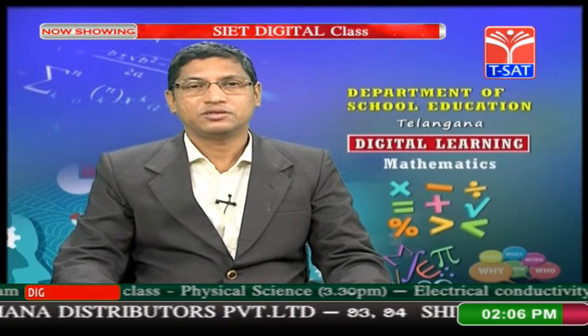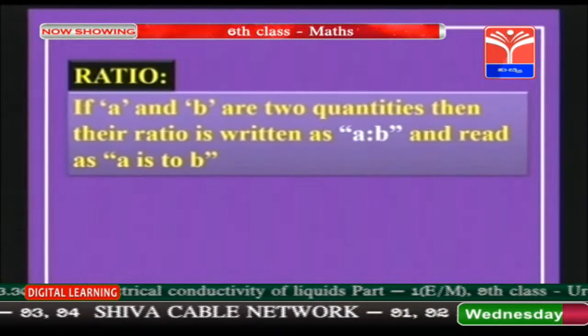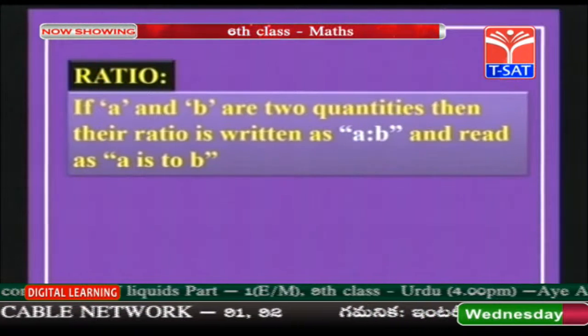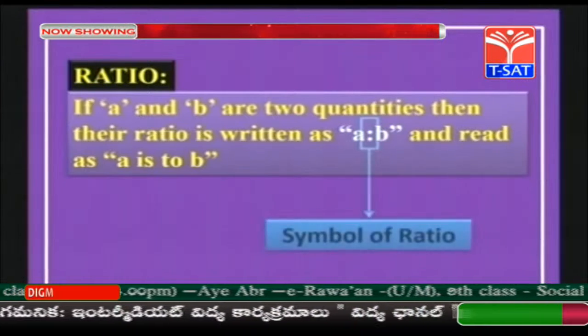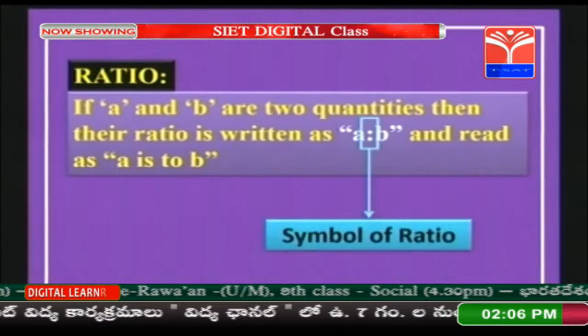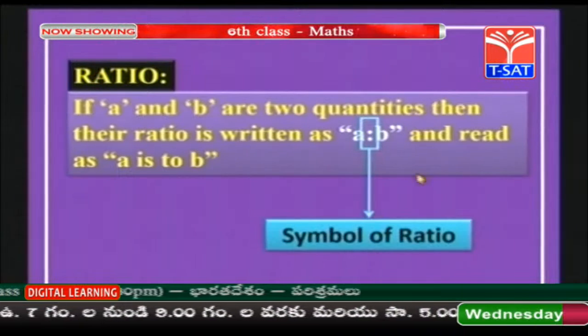Okay children, let us define what a ratio is. If A and B are any two quantities, then the ratio is written as A colon B. And how do you read it, children? Yes, we are going to read it as A is to B. Now this colon is called the symbol of the ratio. You can see here, children, there is a colon, right?